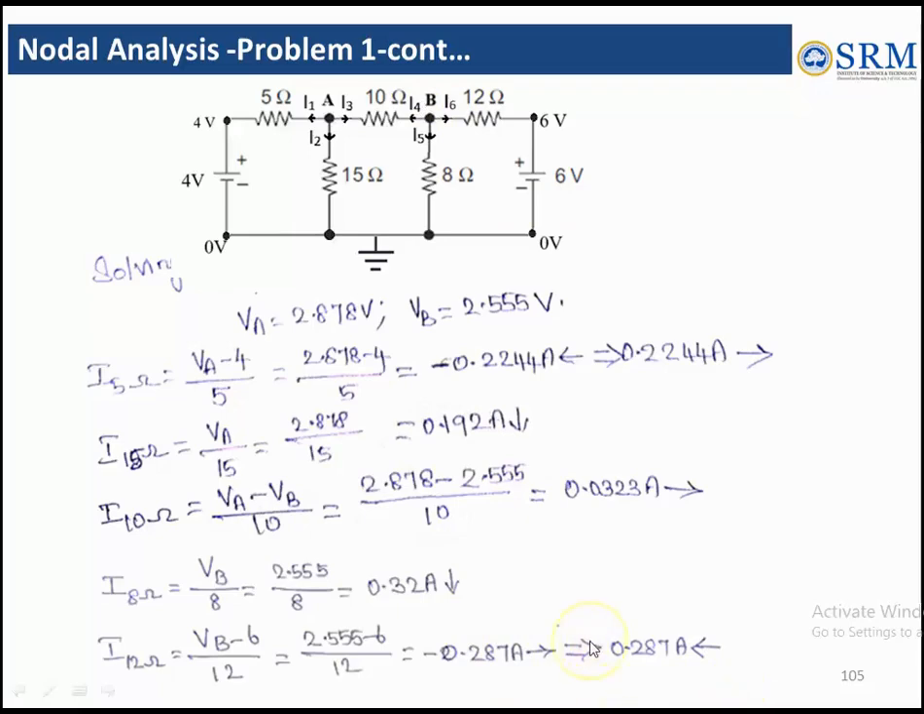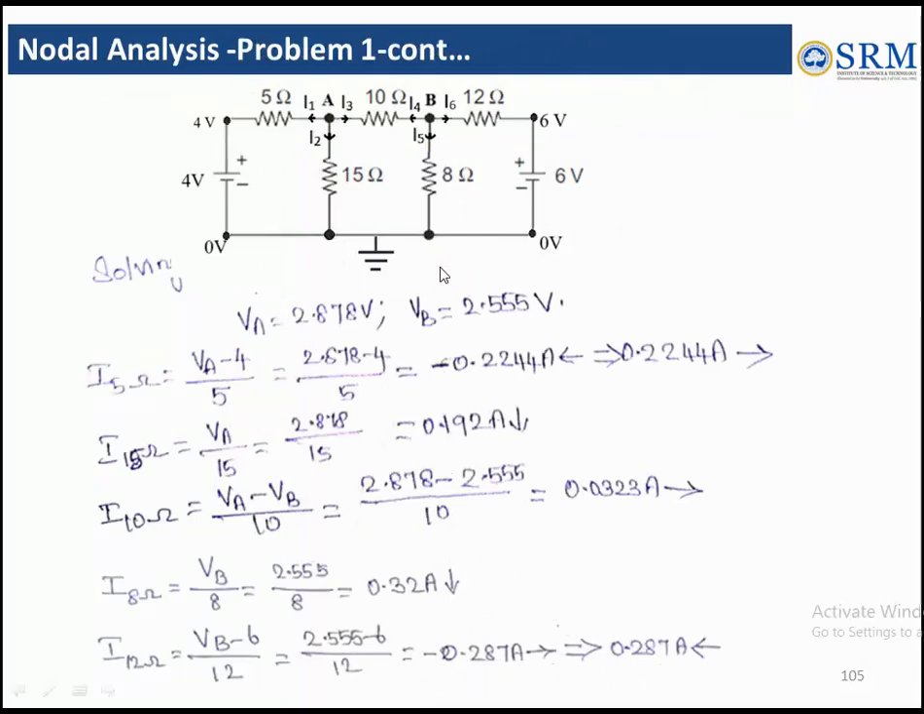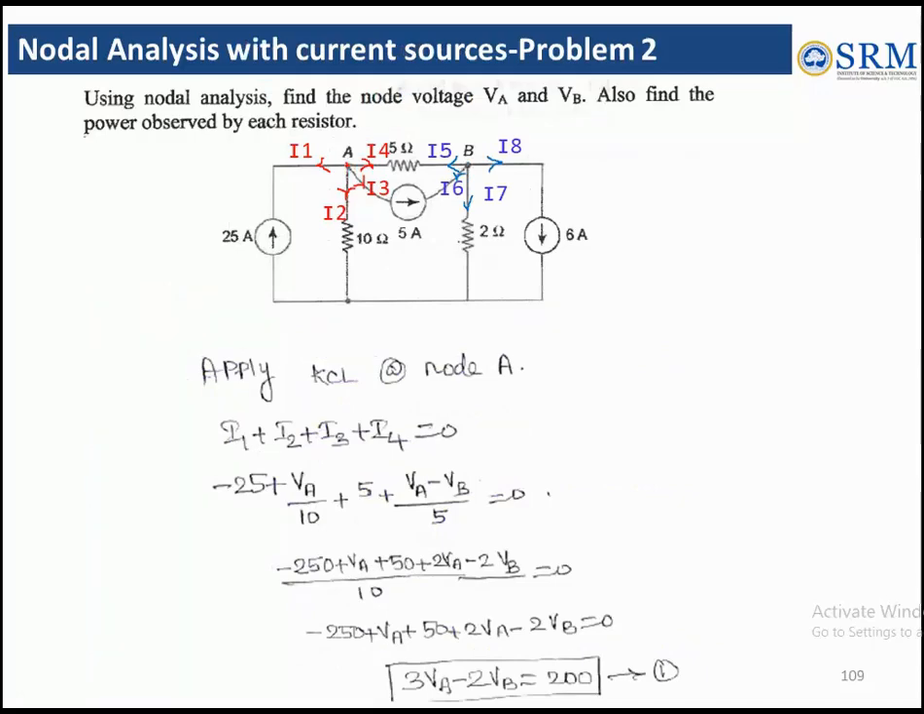Now let us see one more problem. To have a better understanding, here one current source is given: nodal analysis with current sources. In the previous problem we saw the voltage source, now we are going to see the current source. We are supposed to find the node voltages VA, VB, and we have to find the power absorbed by each of the resistors. Actually 3 resistors are there. How much power is absorbed, we are going to find.